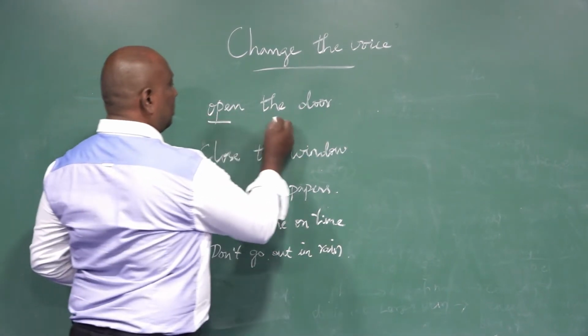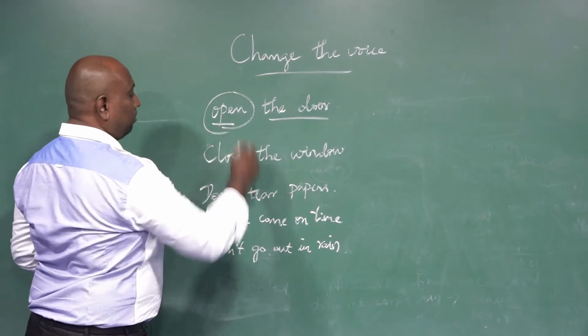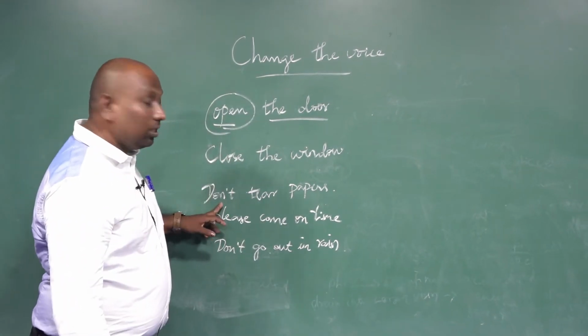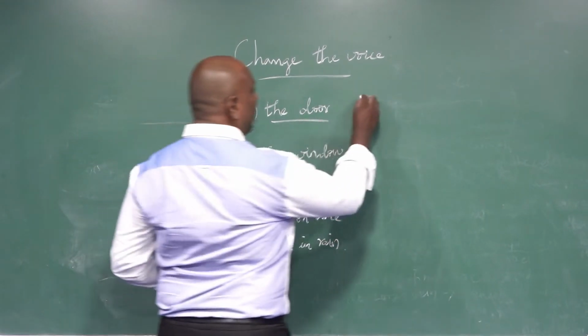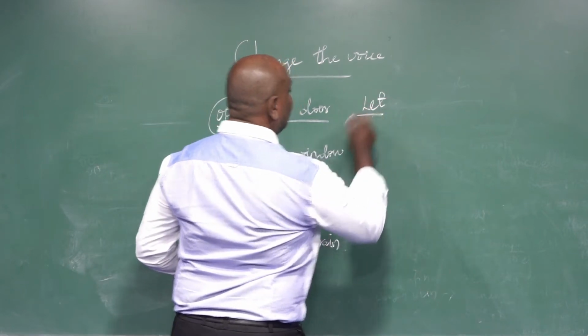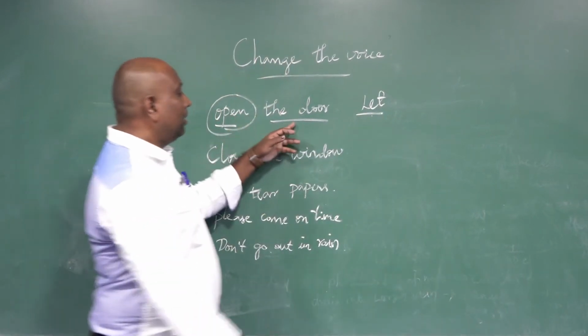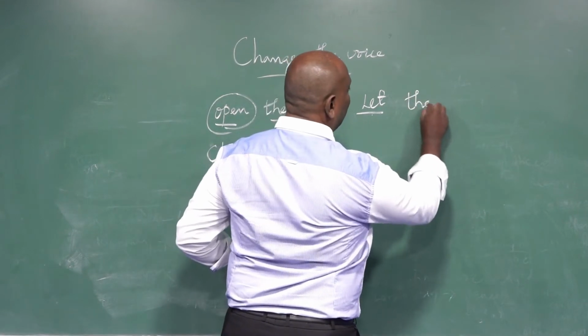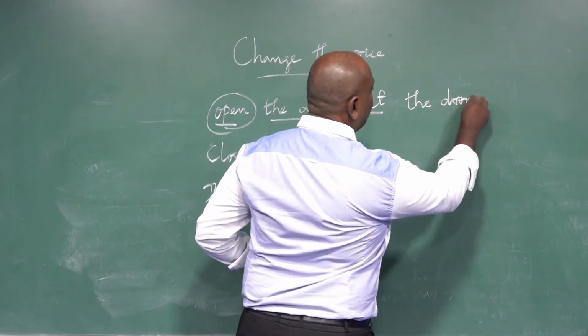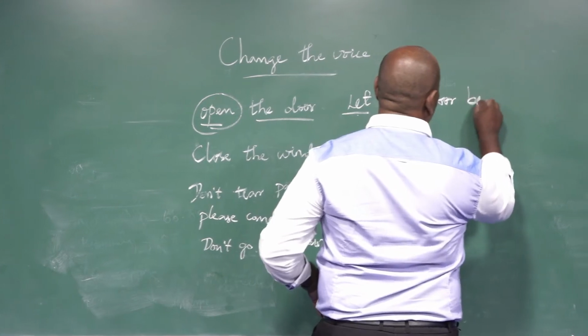So look at this. All the imperatives will start with the main verb. Our negative starts with don't. So how to change this? We have to add let for this. We must add let. I have to take out the object. What is the object? The door. And what is the auxiliary verb we have to add? We have to add be.